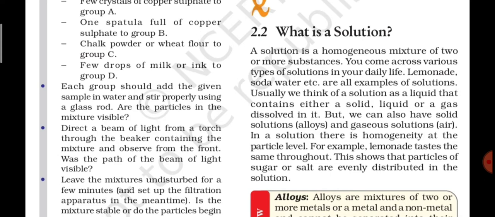For example, for group A and group B, the particles in the mixture will not be visible. Just like when you add salt or sugar in water and dissolve it, you are not able to distinguish the salt or sugar in water. In the same way, if you dissolve copper sulfate in water, you will not be able to see the particles of copper sulfate. Only the color of the solution will change to blue. So this will be their observation: for group A and group B, the particles of their sample are not visible.